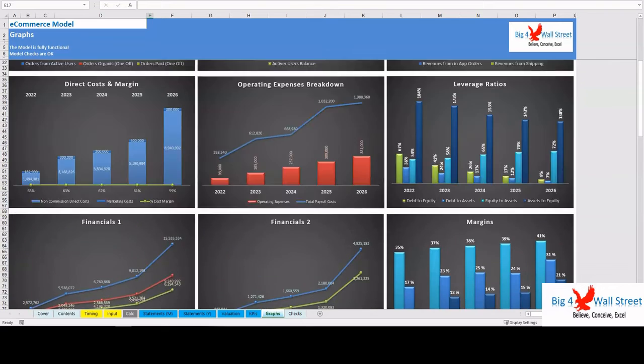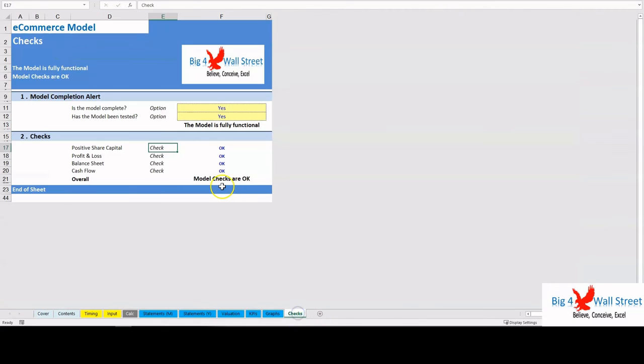Finally, the Checks tab, where the most critical checks are aggregated in this page. Whenever you see an error message in any page, you should consult this page to see where the error is coming from.